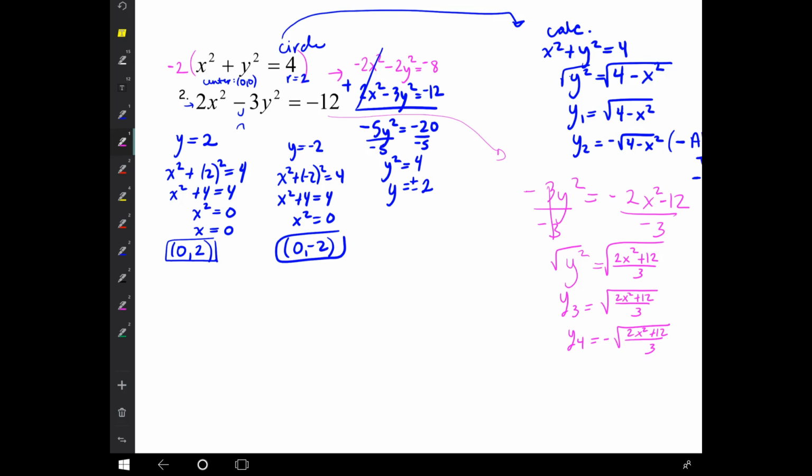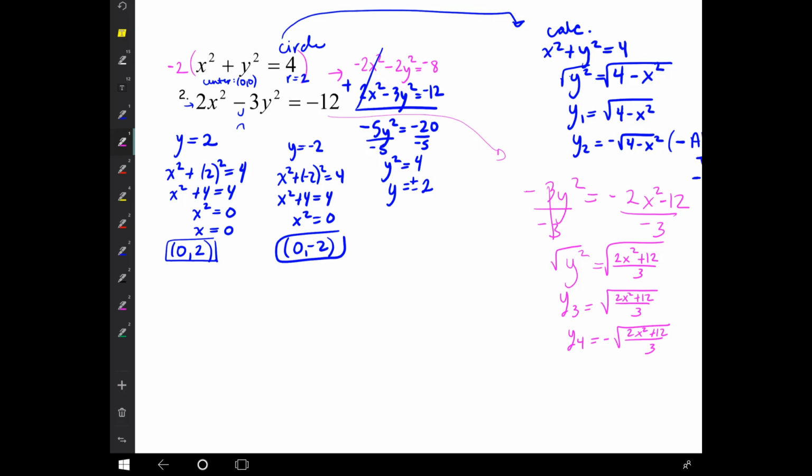And then we do it again, second trace, option 5, and now I'm going to jump to the pink curve and the red curve, and press enter, and then I can see it's at 0, negative 2 as well. So this is what you should see on your calculator.